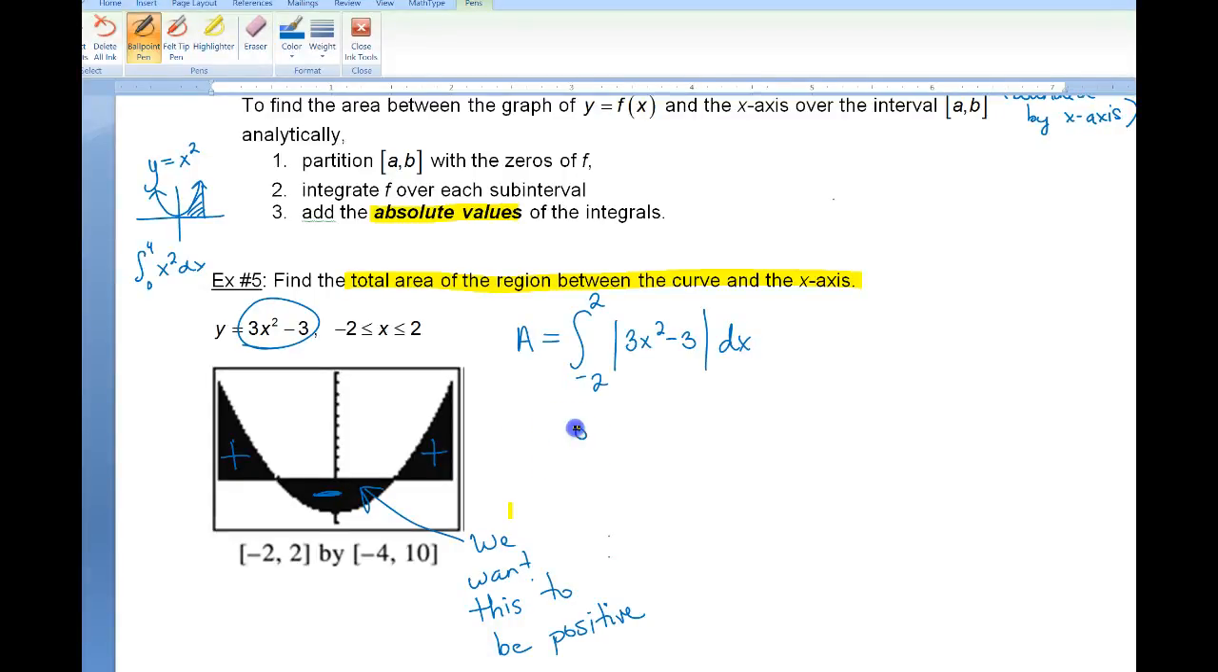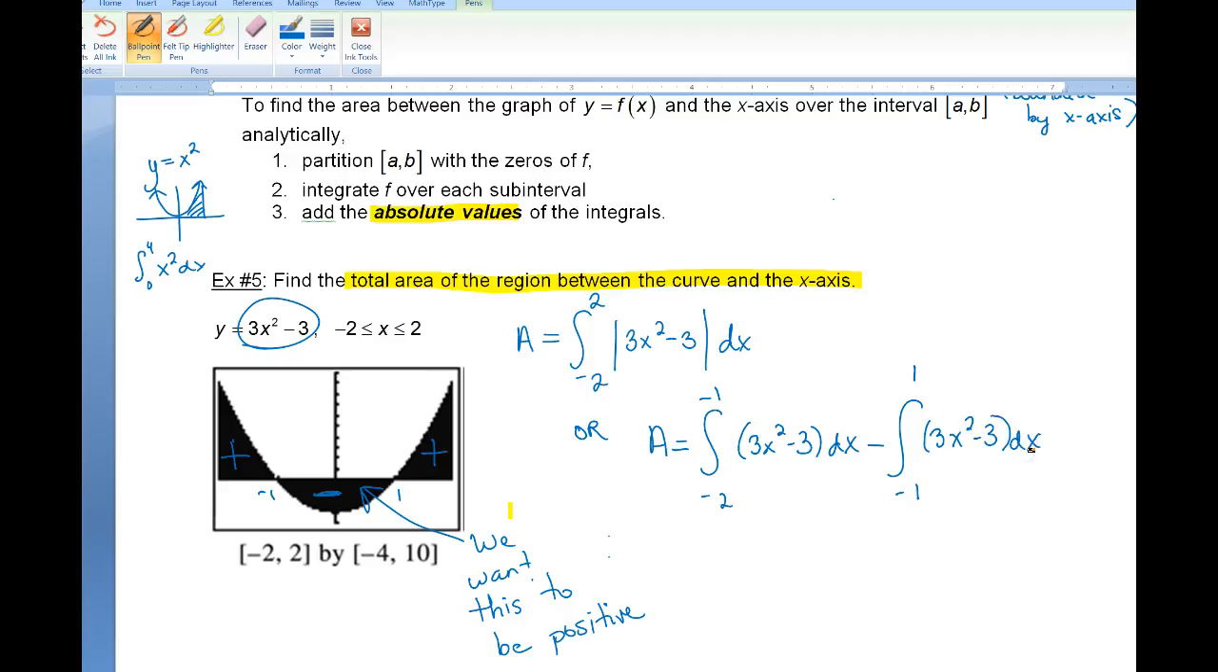Another way you could set this up to find the area is, I'm just going to tell you, this intersects at -1 and 1. So if we did from -2 to -1 of 3x squared minus 3 dx. But then what would we do for the next part? From -1 to +1, what's going to happen with this graph?